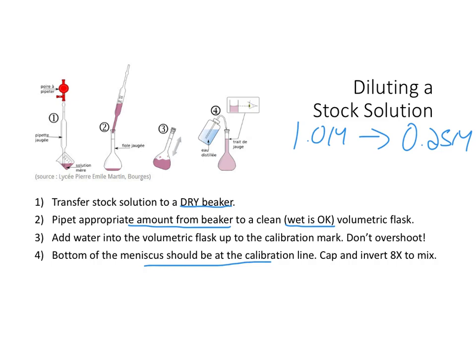When we refer to a meniscus, that is the curved appearance of water against a glass surface. So here on the side of the volumetric flask, we see the water has climbed up to the sidewall. However, when we read the line on the volumetric flask, we need to ensure that the bottom of the meniscus is right at the line. So that is an accurate reading.